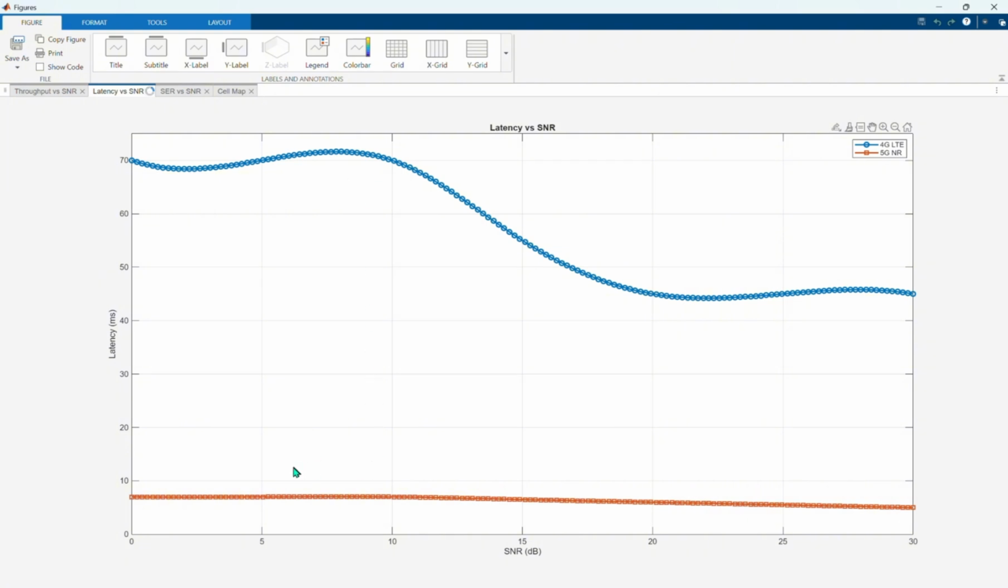The third graph illustrates latency versus SNR. The blue line represents 4G LTE, and shows latency starting near 70 milliseconds and gradually dropping to 45 milliseconds as SNR increases. The orange line for 5G remains consistently below 10 milliseconds across all SNR values. This difference highlights one of 5G's most significant advantages: ultra-low latency.